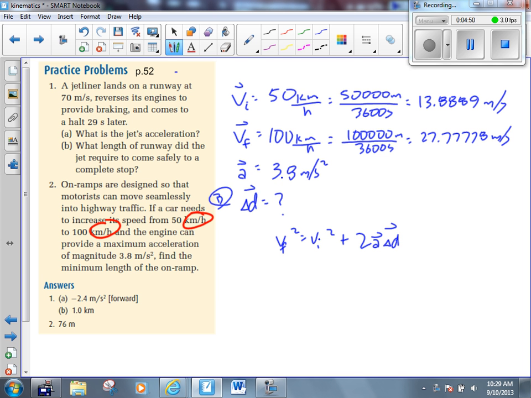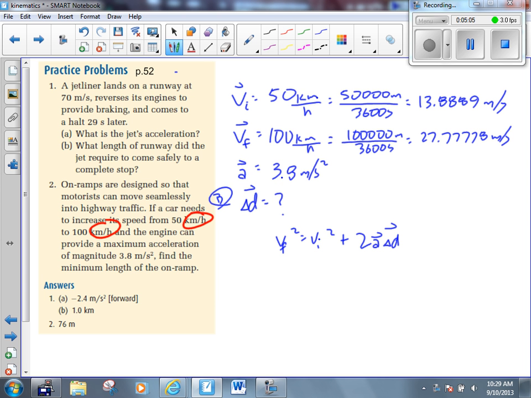But let's say you tried a equals delta v over delta t. Well, you're not going to get delta d there if you tried a equals delta v over delta t, but you would get t. It's not what you're looking for, but maybe t helps you to get delta d some other way.